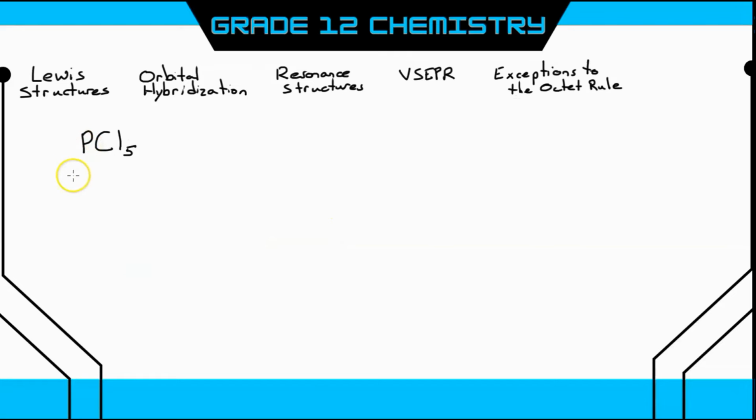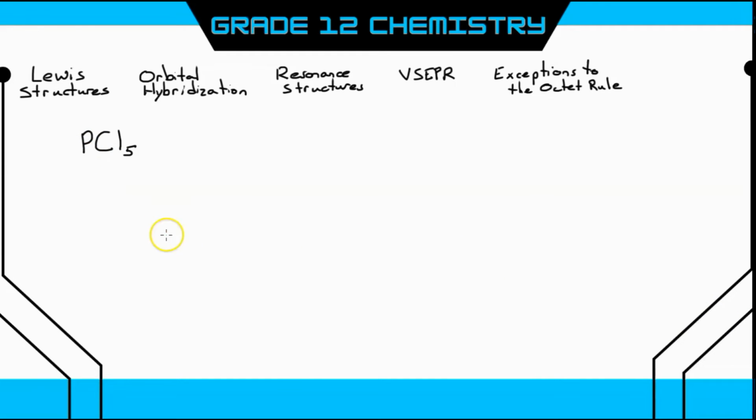All right, next one. Phosphorus, whoa, 5 chlorines? Phosphorus pentachloride? What's going on here? How does phosphorus do that? It has 5 chlorines bonded to it. That would mean it has 10 electrons with 5 pairs of electrons. How is that happy? Well, let's look at what phosphorus is doing.